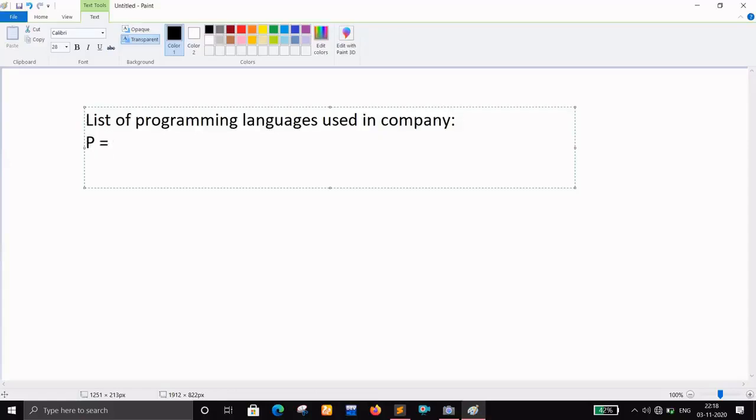So we say P equal to, we take curly braces, right? We take curly braces and we say Python, Java, C++, Ruby. So that's what we say. We don't take the duplicate values, right? List of programming languages used in company.